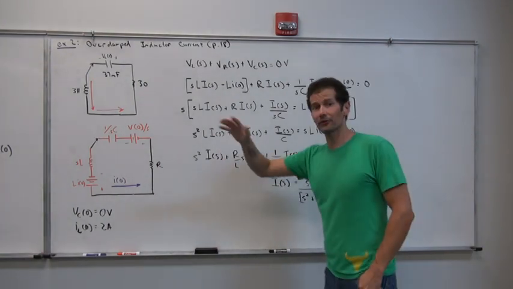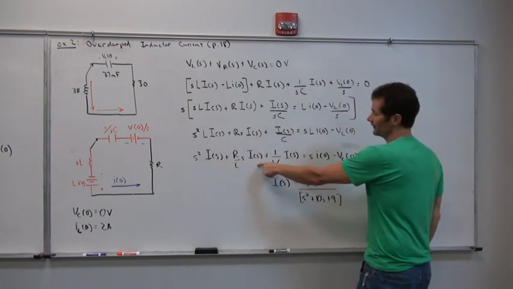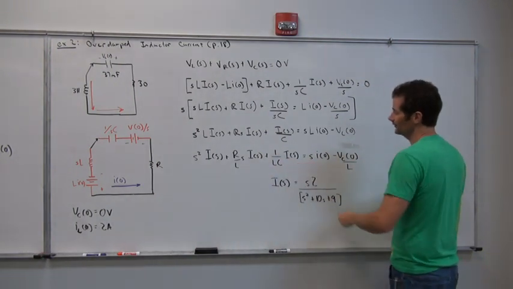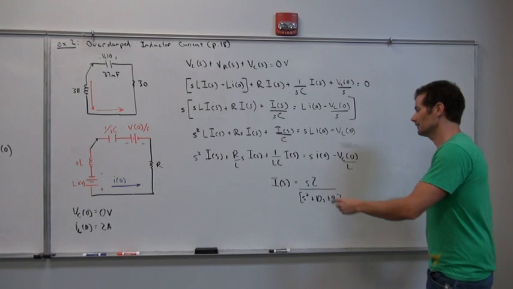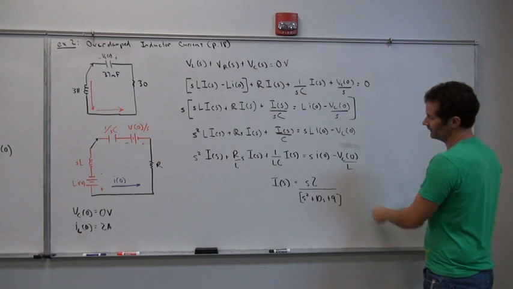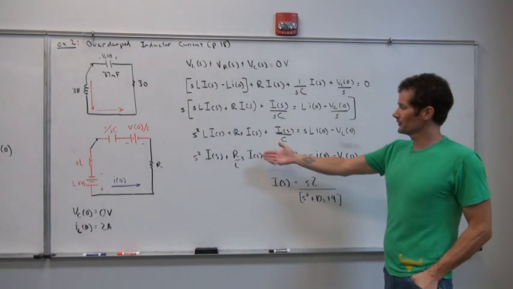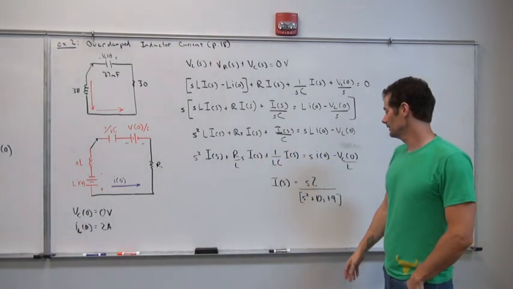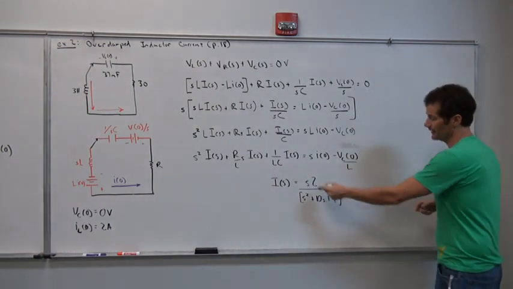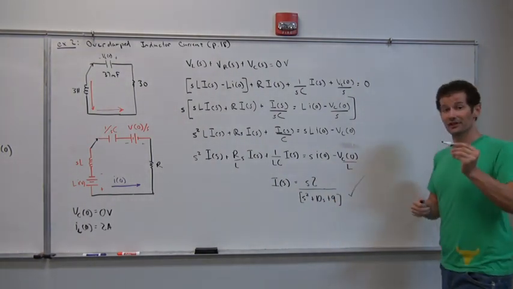So we go through and divide through by L. We isolate that highest order. S squared times I of S plus R over L times S times I of S. That's what we're looking for. Plus 1 over LC times I of S. That's exactly what we look for, guys. And then here we get S times I naught, and then minus VC of 0 divided by L. VC of 0 goes away. We put in our variables for R and L, and also C. And then we get exactly what we were looking for, guys. I of S is equal to S times 2 over S squared plus 10S plus 9. Congratulations, it's the same thing.